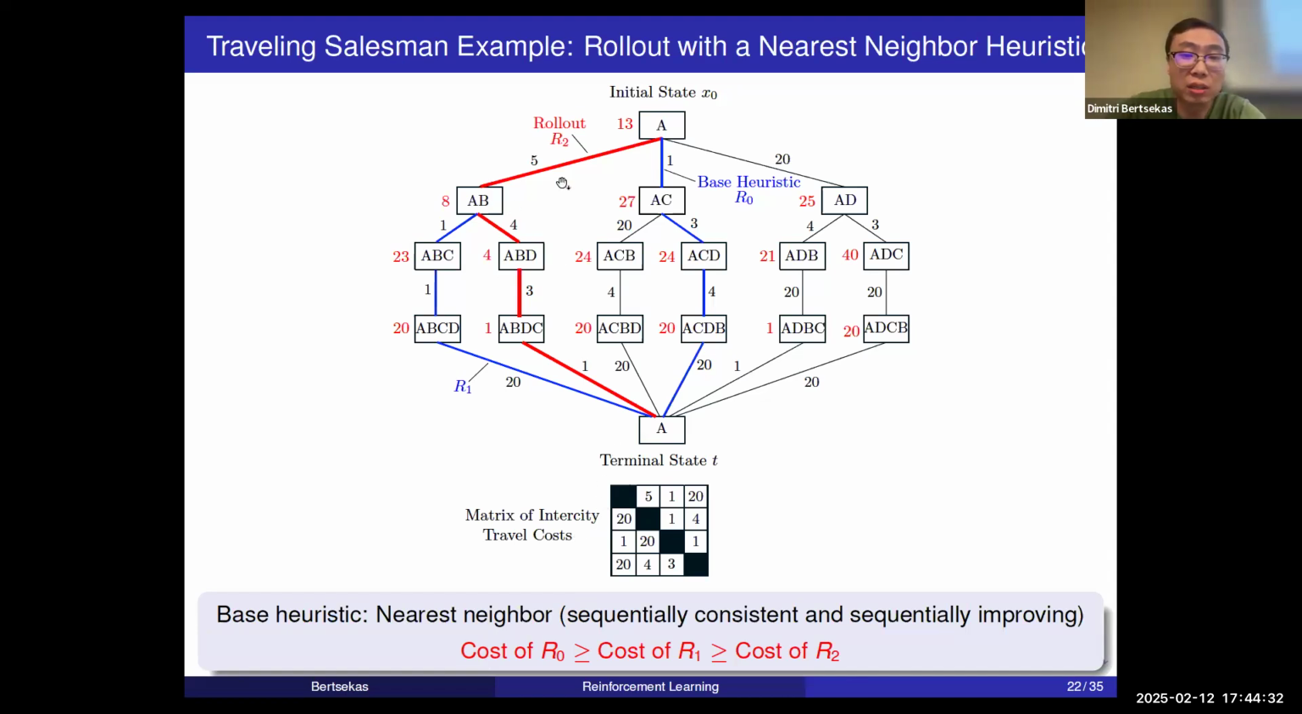And in fact, as you can see here, if we're starting from here, the base heuristic, which is the nearest neighbor heuristic, produces this path, which is the same as the base heuristic starting from here and going through here. So it's sequentially consistent. Yes, please.